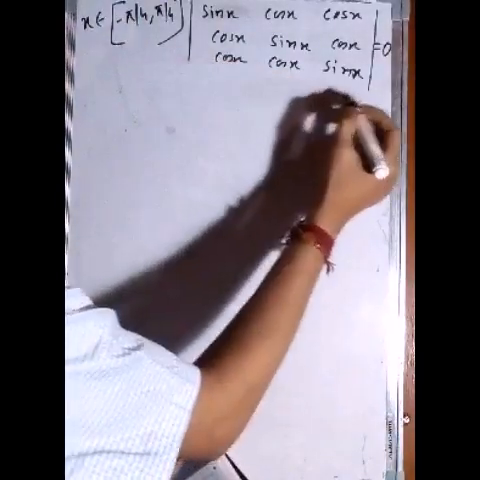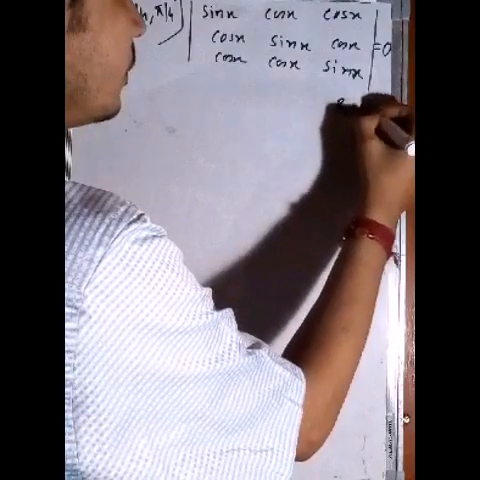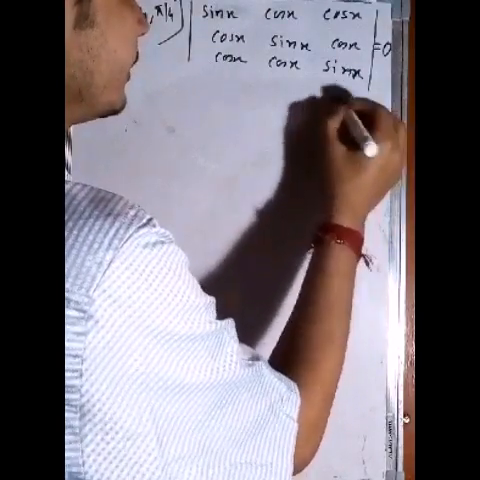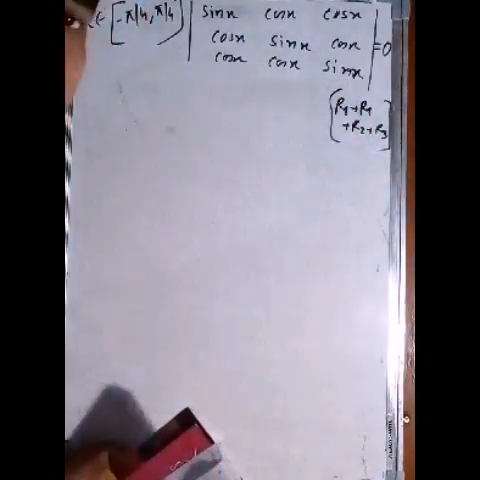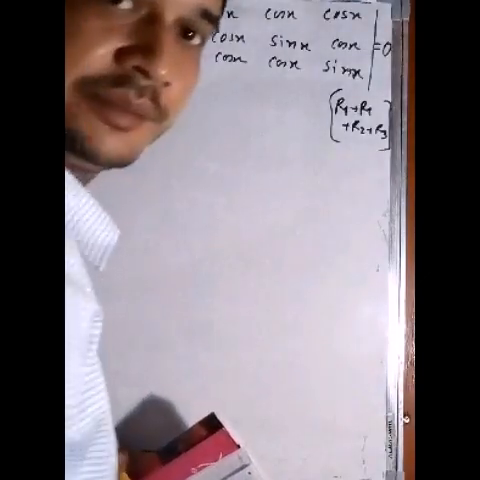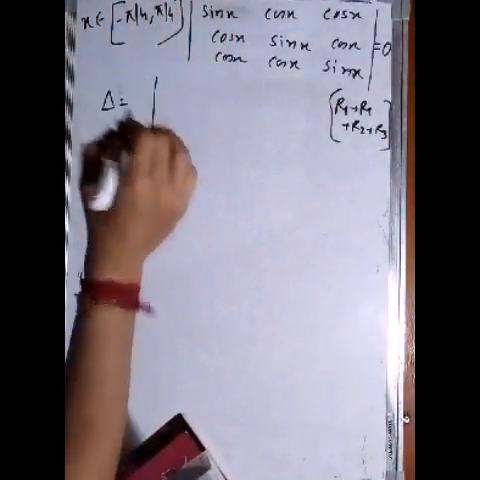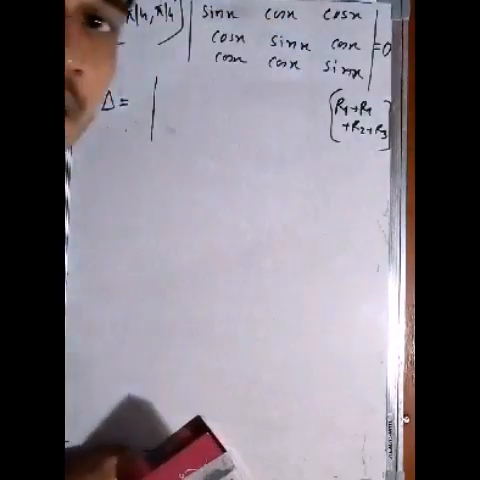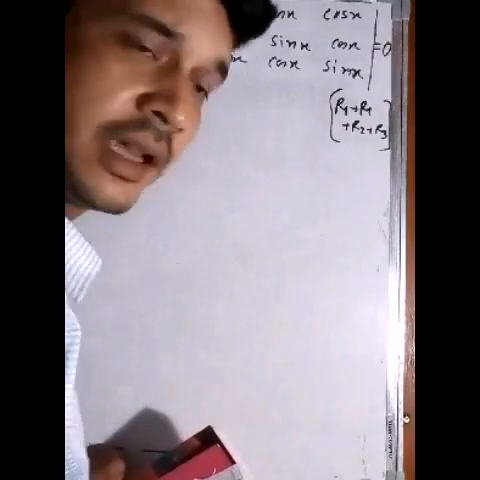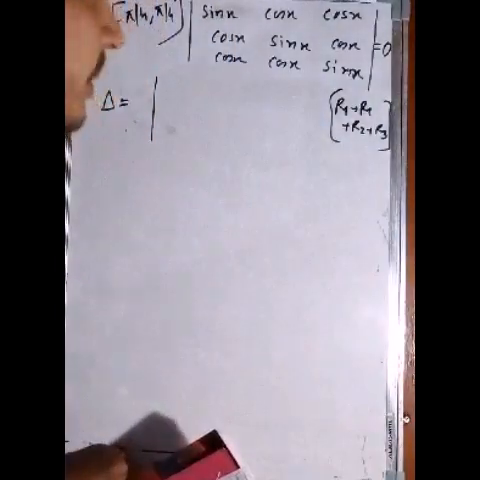So let's apply R1 operating R1 plus R2 plus R3. We apply this operation to the determinant. So applying, we have delta equals determinant. We denote every determinant by capital delta, which we use generally in triangle. In case of geometry, delta means triangle. In case of determinant, delta means determinant.